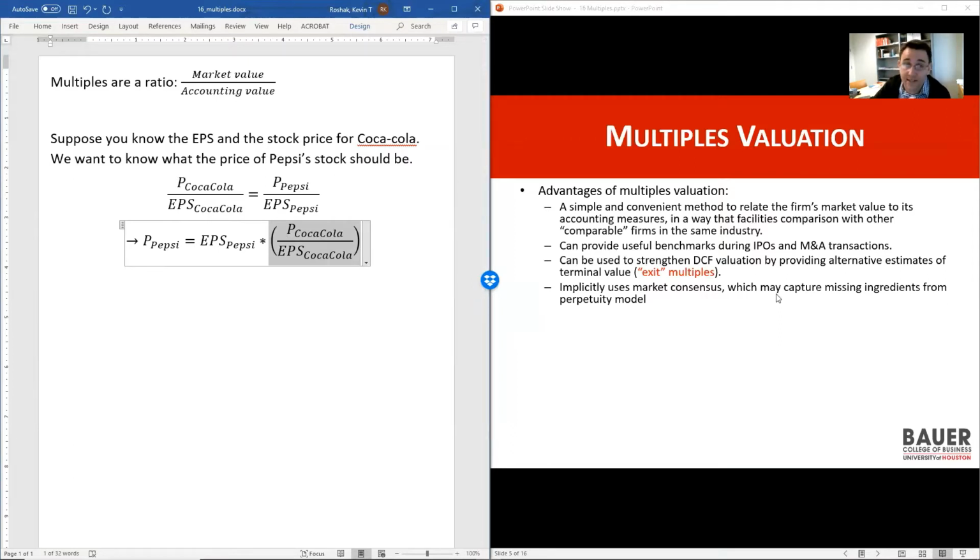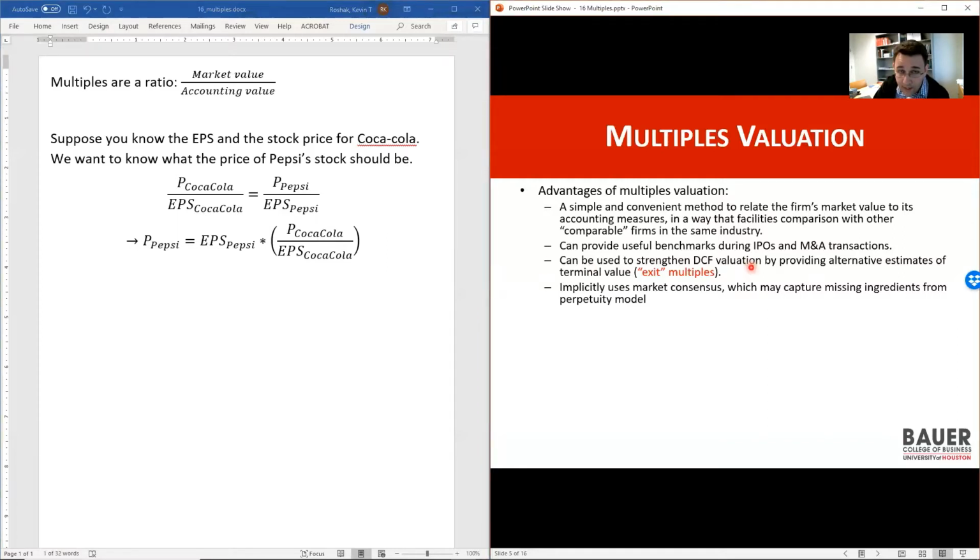So if your forecast is missing some stuff, you can check it. You can see if your DCF method for Pepsi aligns with the market consensus for Coca-Cola. And if it doesn't, then that means you're probably missing something along the way. That relates to point 3 as well.